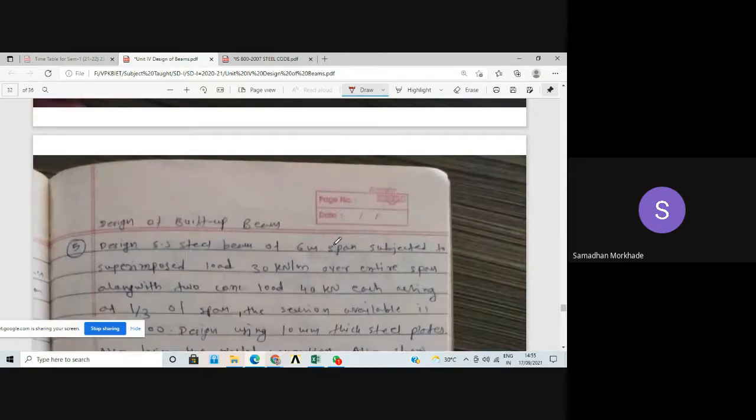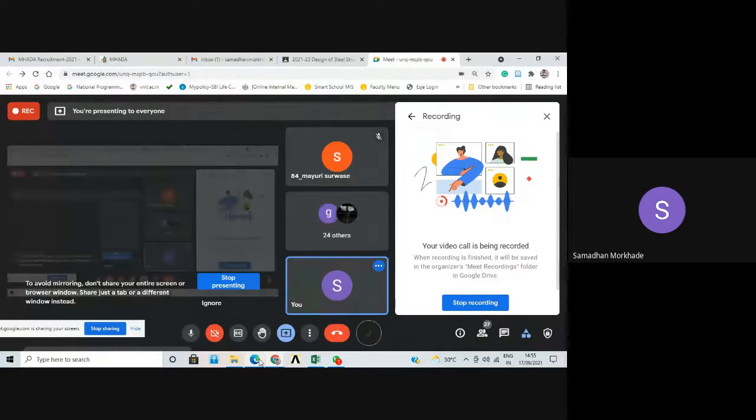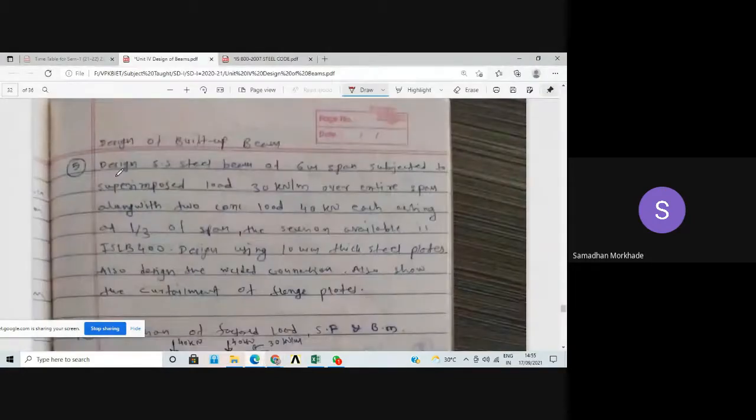Okay, now design of built up beams. Just within 10 to 15 minutes I will cover the design of this beam, so that only the laterally unrestrained beam will remain. Design a simply supported steel beam of 6 meter span subjected to superimposed load. Superimposed load means live load. Live load and superimposed load are one and the same thing.